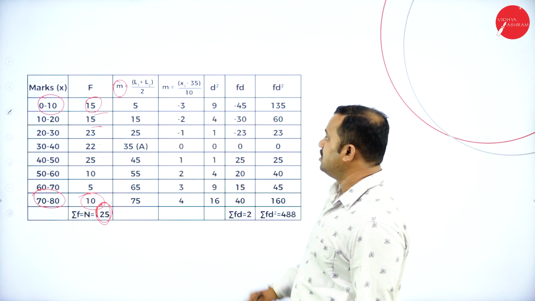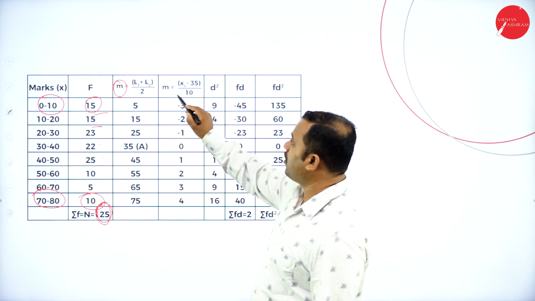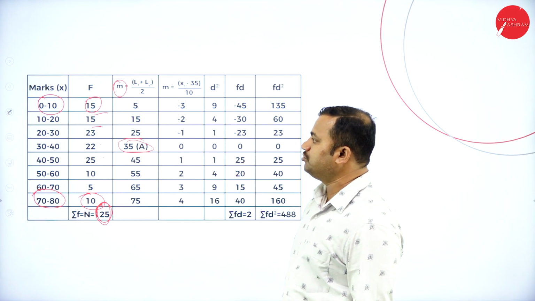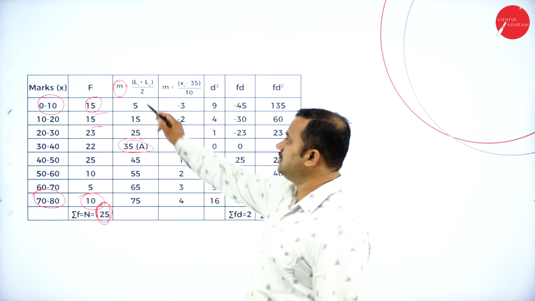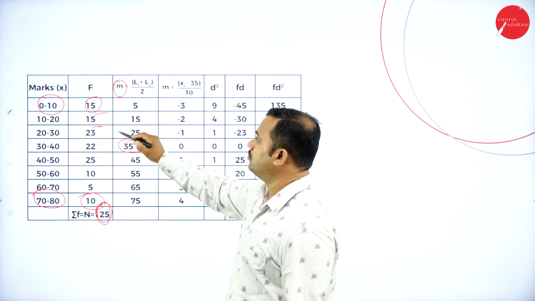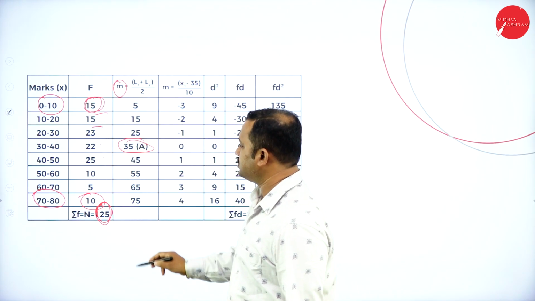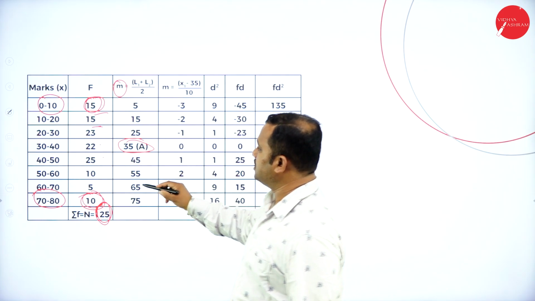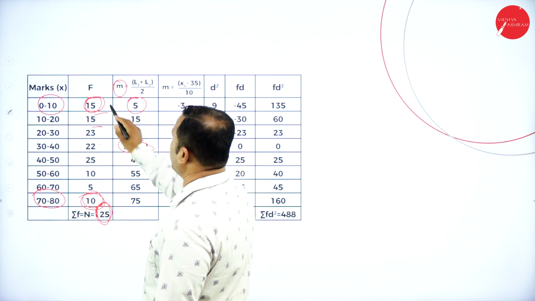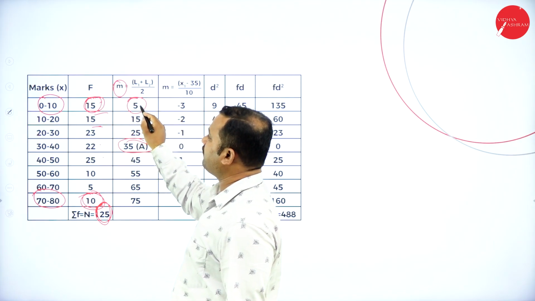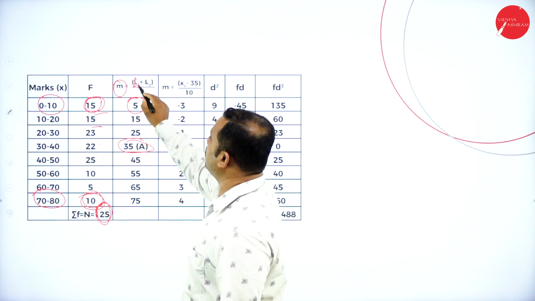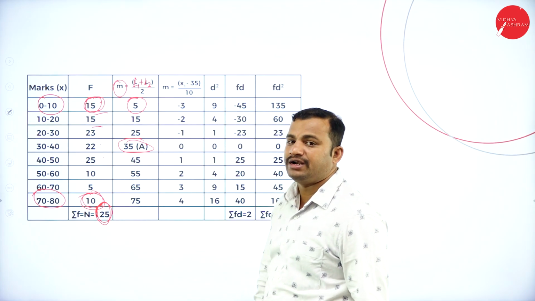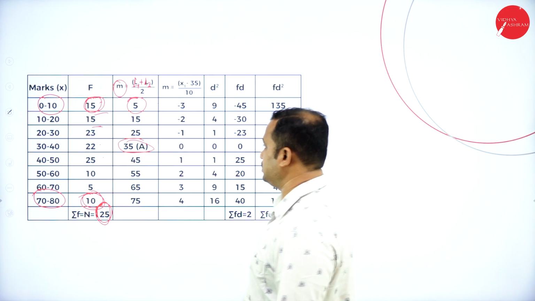If that is the case, what is the value of m? M can be found using this. What is the assumed mean value? How can I find out the assumed mean value? That is L1 plus L2 by 2. What is this? 15 plus 10, that is 25 by 2. If that is the case, what is the value we have here? 5. How can I find out the value of 5? L1 is considered here and L2 is considered here. What is the meaning of L1 and L2 here?